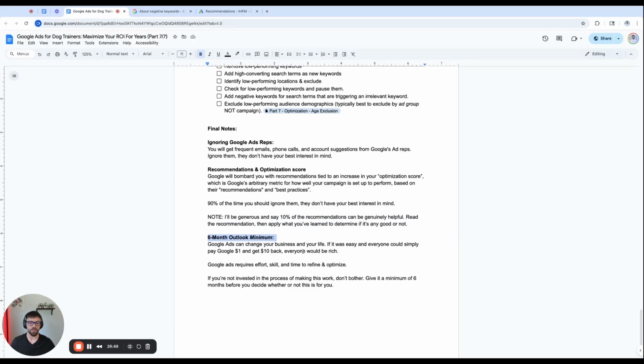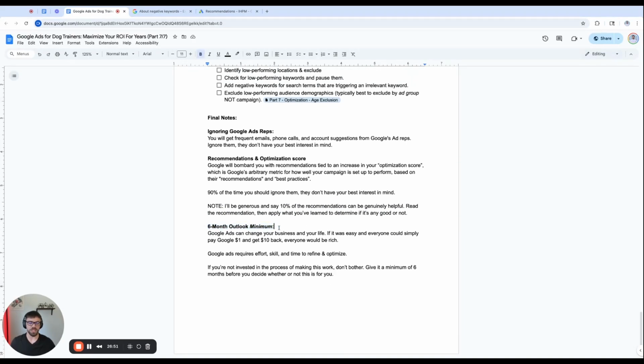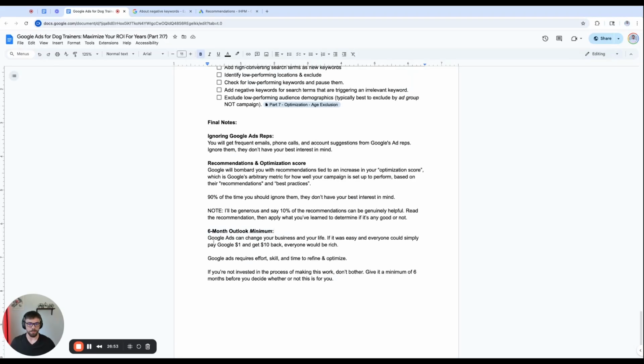And lastly here, a 6-month minimum outlook. Google Ads can change your business and your life. If it was easy and everyone could simply pay Google $1 and get $10 back, everyone would be rich. But it's not that way because Google Ads requires effort, skill, and time to refine and optimize. If you're not invested in the process of making this work, don't bother. Give it a minimum of 6 months before you decide whether or not this is for you.